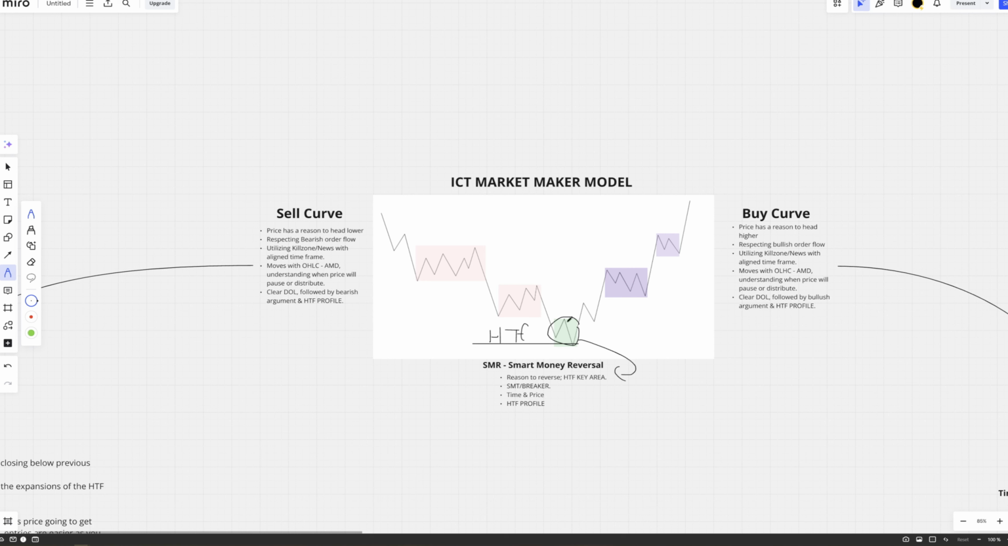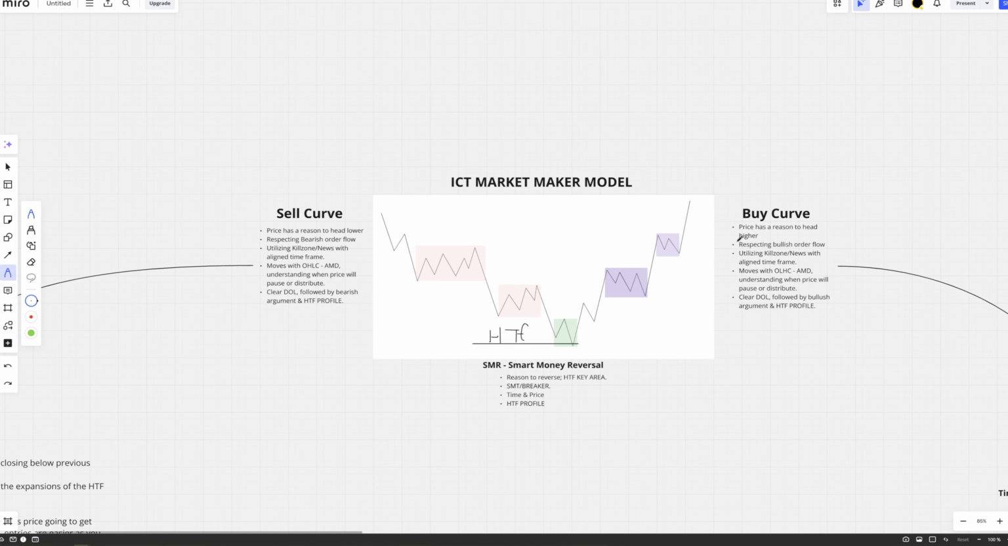High time frame profile. As price is pausing here, you most likely get a previous candle sweep on the high time frame, which I guess you guys can say CRT. Doesn't really matter. Everything is CRT because it's all AMD, right? Everything's open and close. And this is your high time frame profile, previous candle sweep, unless there is an SMT. If there's an SMT, then it just becomes a mitigation block.